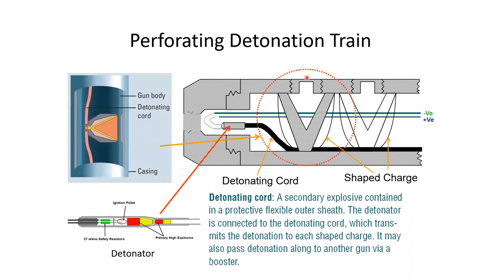We can see over here the shaped charge, and we can also see how it looks when it is enclosed inside the gun body. So here is the detonating cord, here are our charges, and this is the gun body, okay?